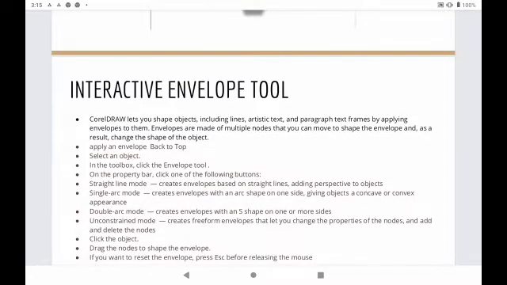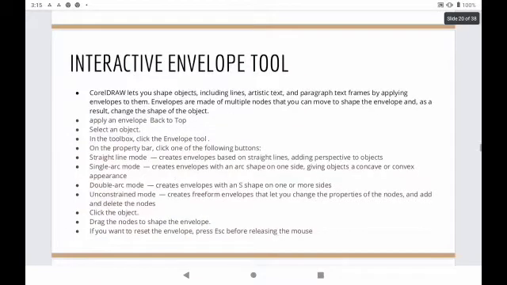Next one, Interactive Envelope Tool. CorelDRAW lets you shape objects including lines, artistic text and paragraph text frames by applying envelopes to them. Envelopes are made of multiple nodes that you can move to shape the envelope and as a result change the shape of the object. Apply an envelope. How can we do this? Let us check. Go back to top, select an object.